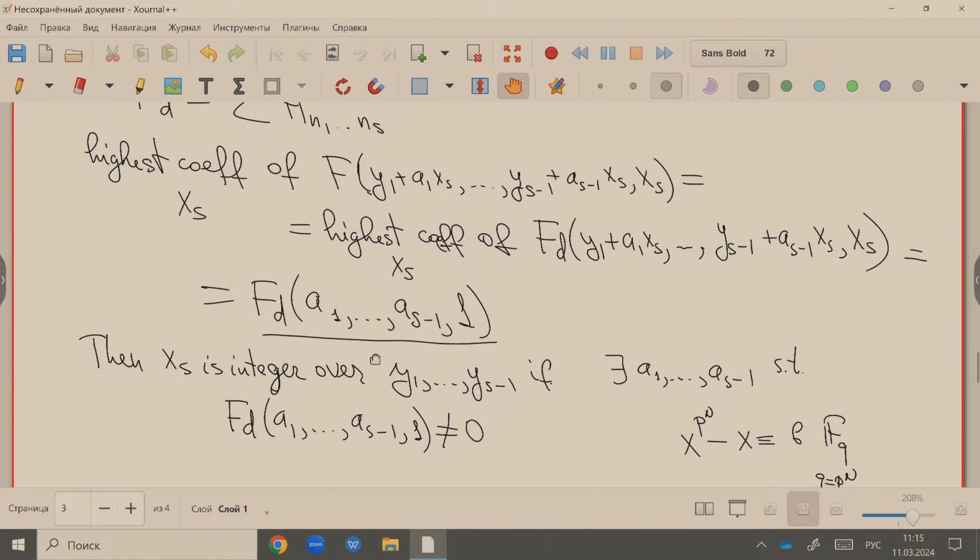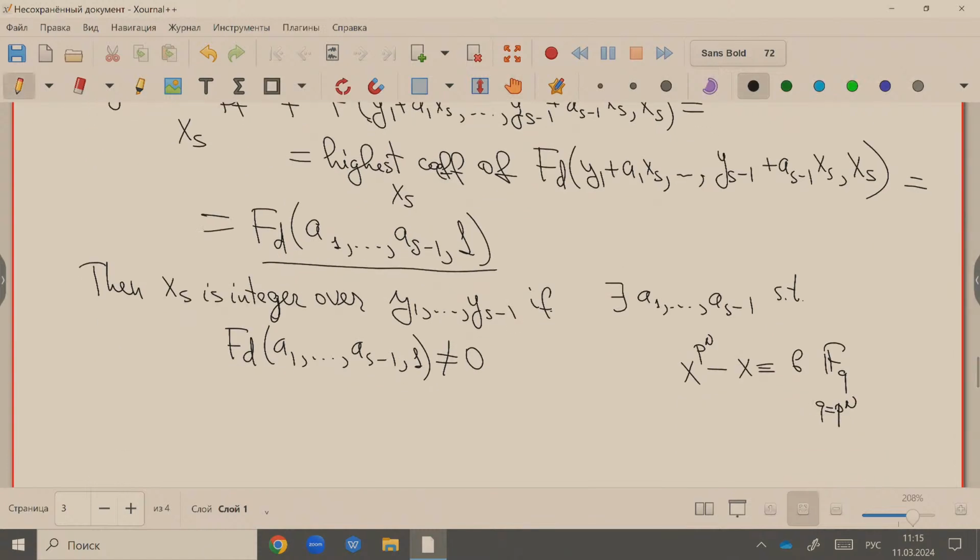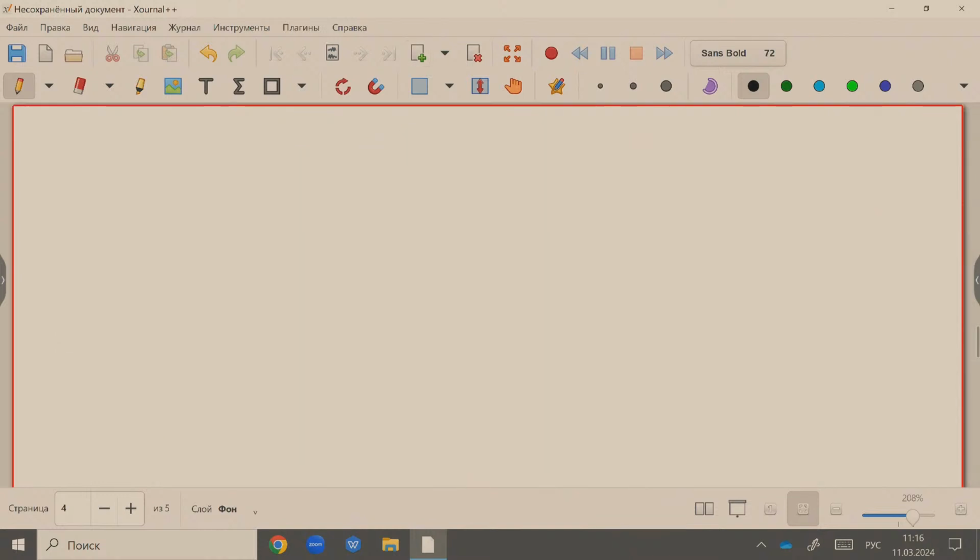So, remark: this linear change corresponds to a projection. And also we have to notice the following. Suppose we have done the following.